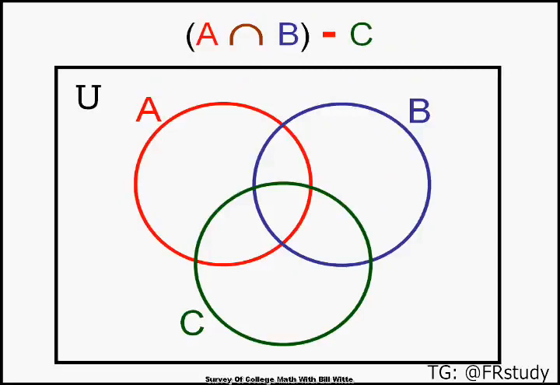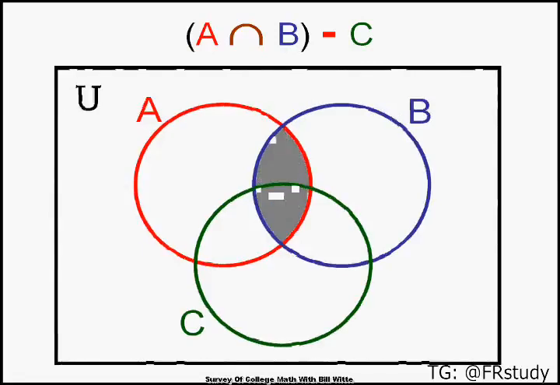How about A intersected with B and then subtract C? Got to do what's in parentheses first. A intersected with B. We're not done yet. Now subtract anything that's in C away from that gray area. And that's the final answer.